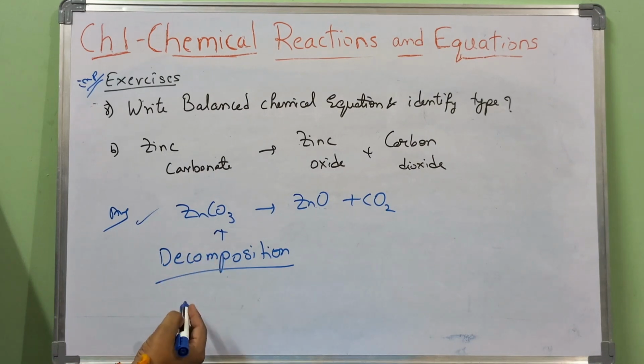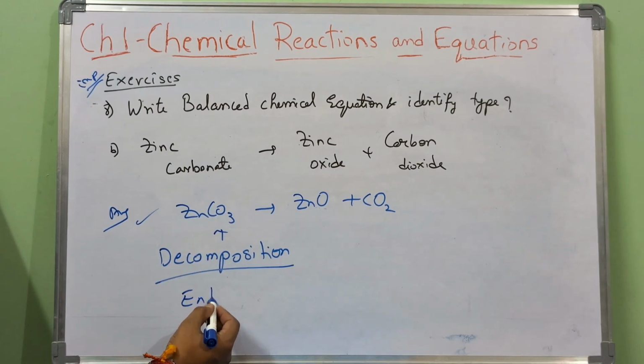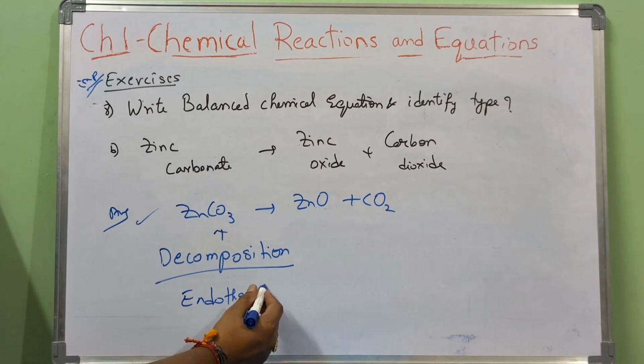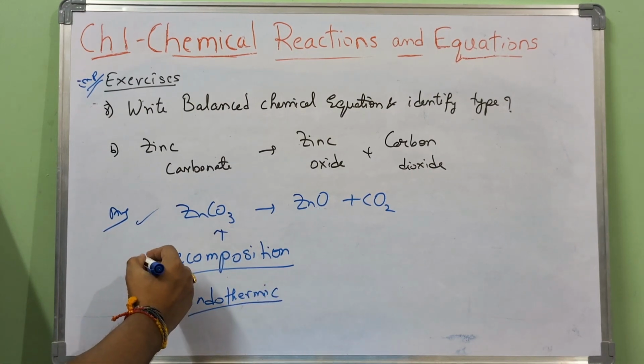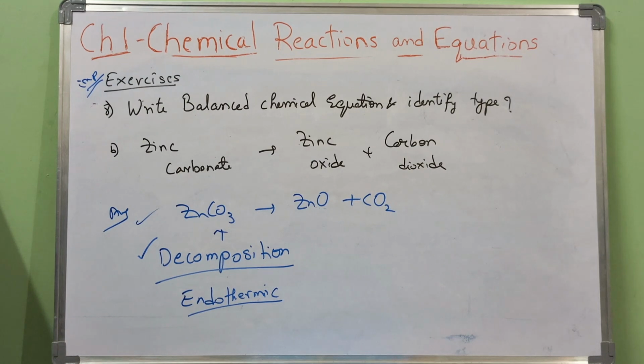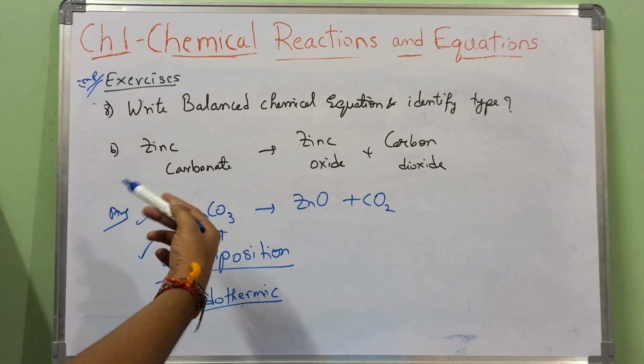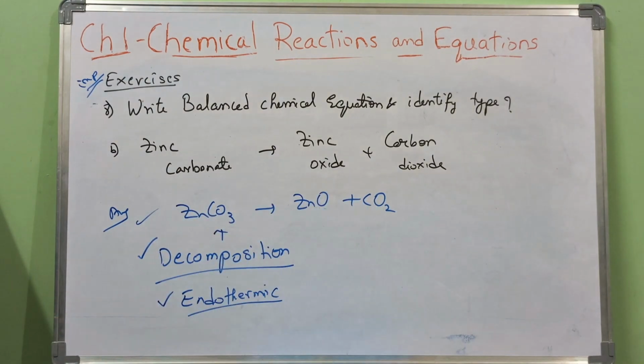So this type of reaction is also called an endothermic reaction, where we are supplying energy. If they ask the type of reaction, then decomposition, and if they ask whether it is endothermic or exothermic, you can say it is endothermic because for decomposition, energy has to be supplied to break down into multiple products. Let's go with part C.